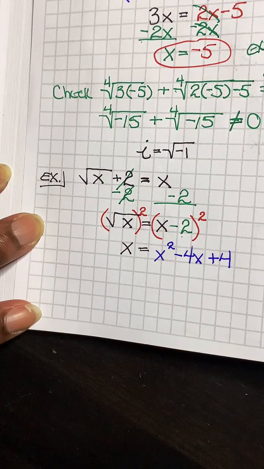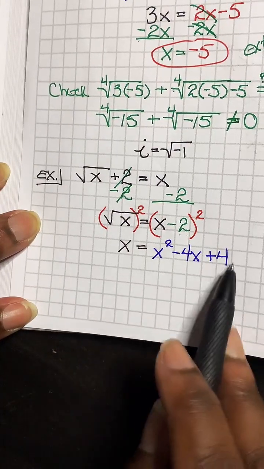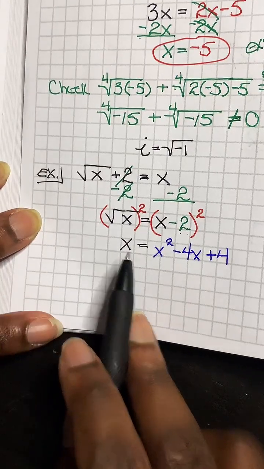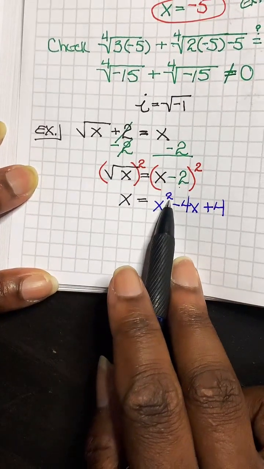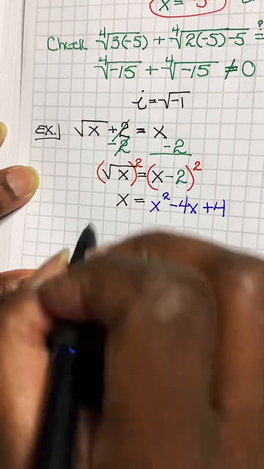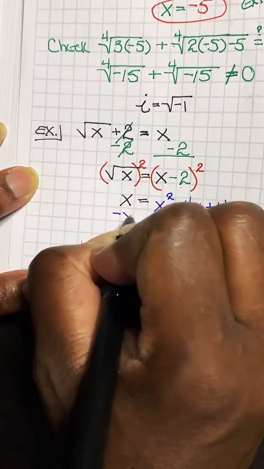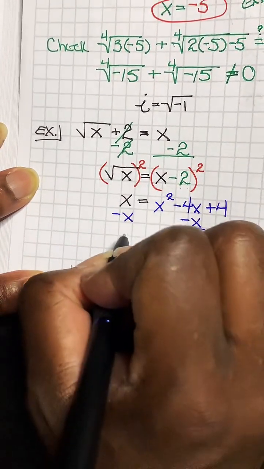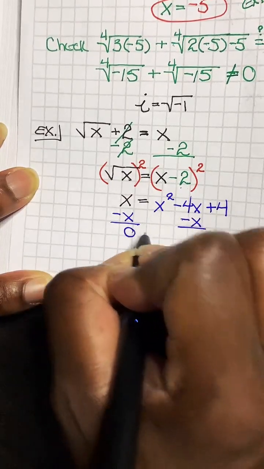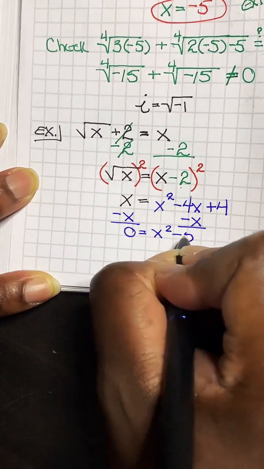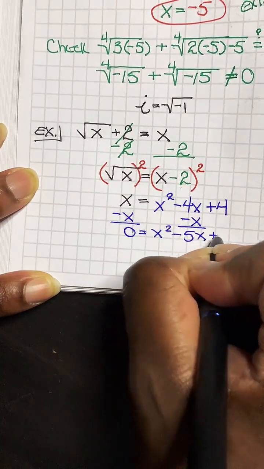Okay. All right. So now we need to make this equation equal to 0. Know why? Because my highest degree is to the second power. So that means I need to subtract this x over here. So now we have 0 equals my x squared minus 5x plus 4.